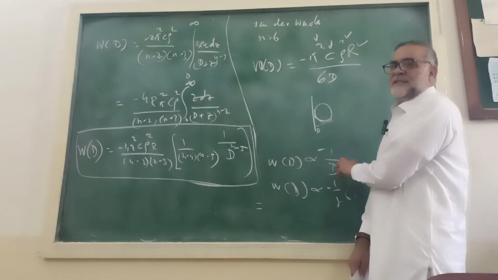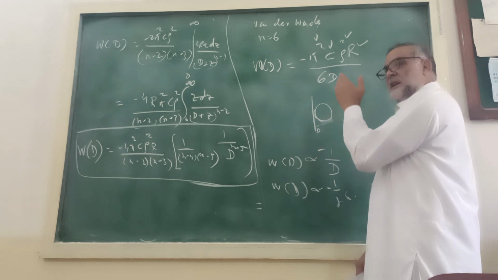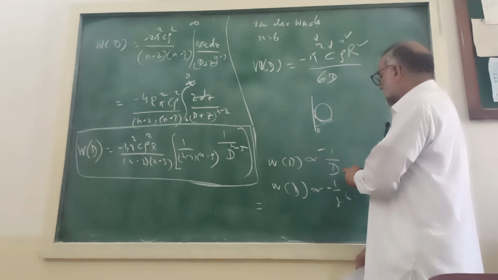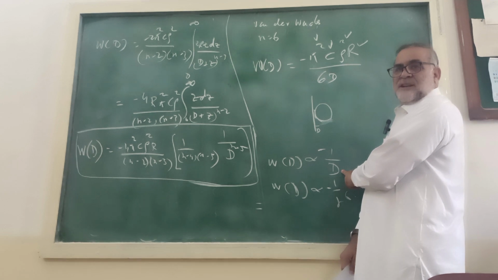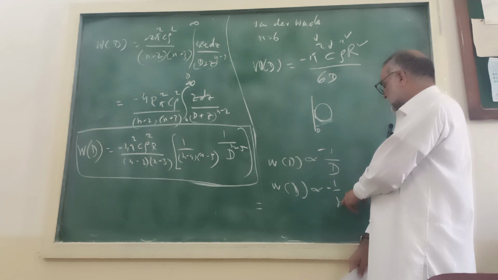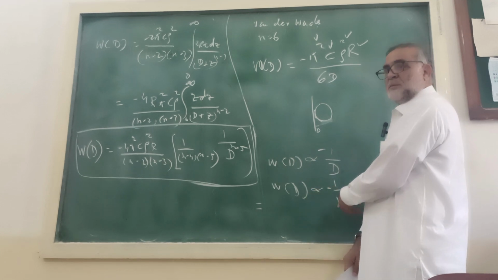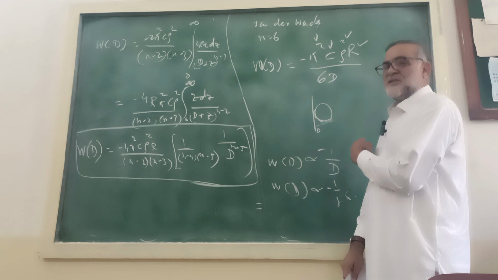If there is a spherical particle and a planar surface, the van der Waals energy varies as 1 over the separation. And for molecules, it varies as 1 over R to the power 6.